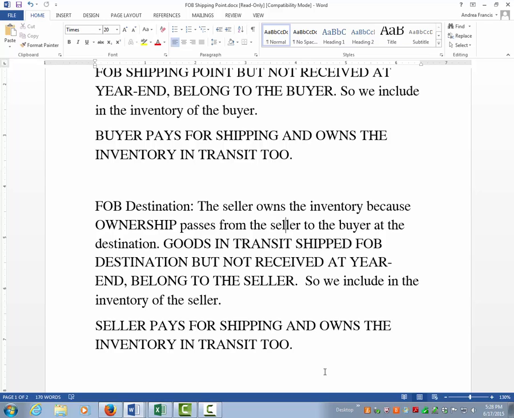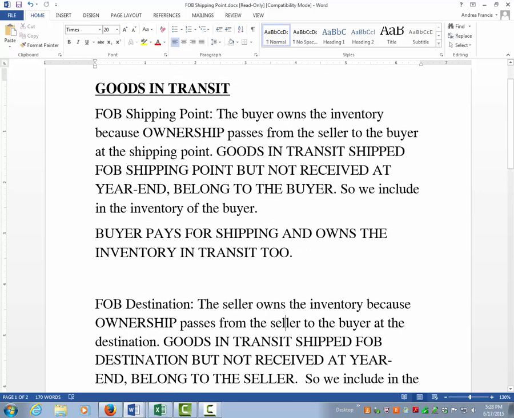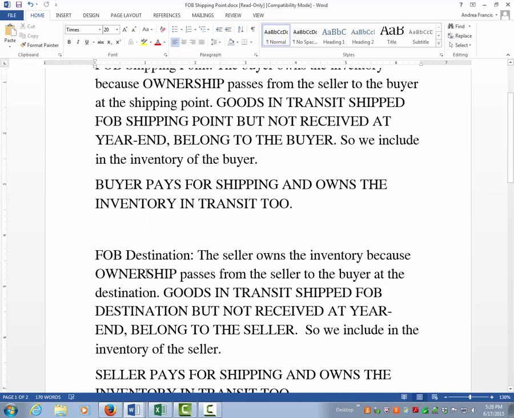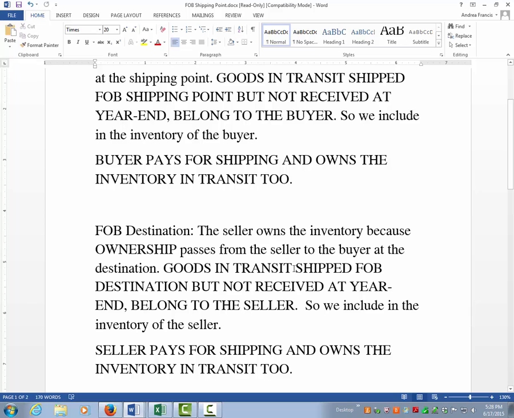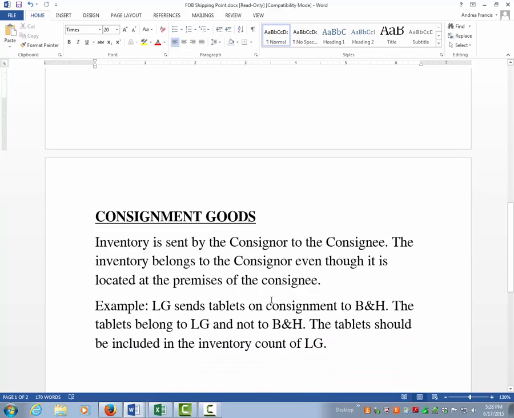So if you recall that with FOB destination, the seller pays for shipping, you can remember in that way that the inventory therefore also belongs to the seller. So you may notice that there is some either memorization or some technique that you will have to use to remember that when we have terms FOB shipping point, the buyer owns the inventory in transit, and when we have terms FOB destination, the seller owns the inventory in transit. For consignment goods, the scenario is that inventory is sent by the consignor to the consignee.